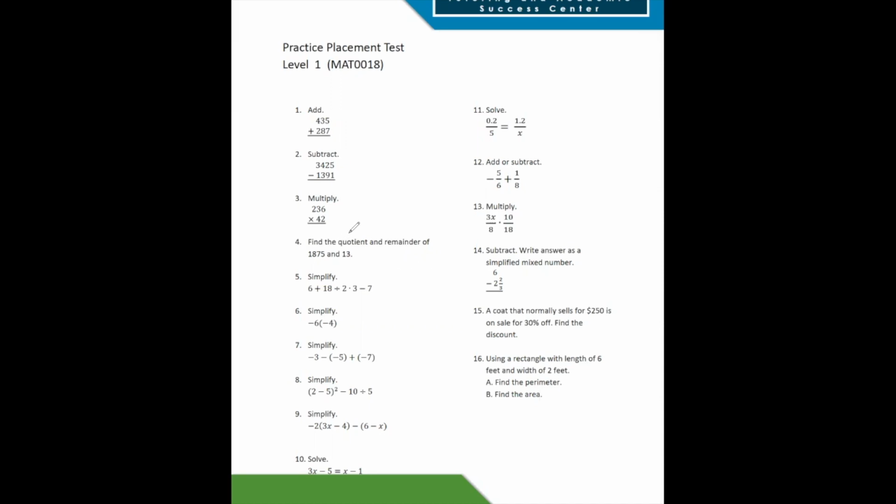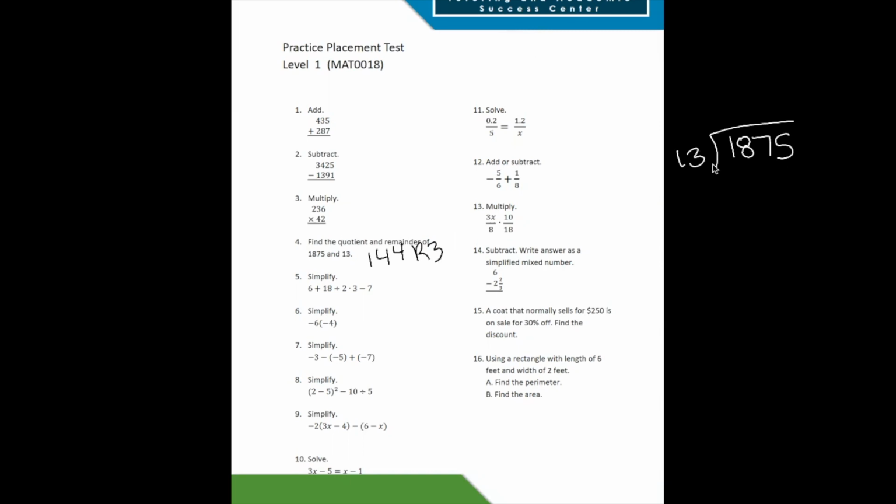Number 4 says, find the quotient and remainder of 1,875 and 13. When they say find the quotient, that means that we're going to be dividing. So we're going to divide 1,875 divided by 13. The answer to this problem will be 144 with a remainder of 3.